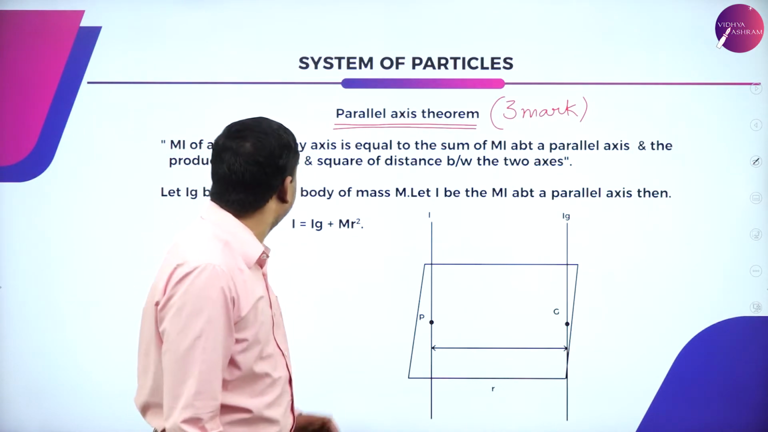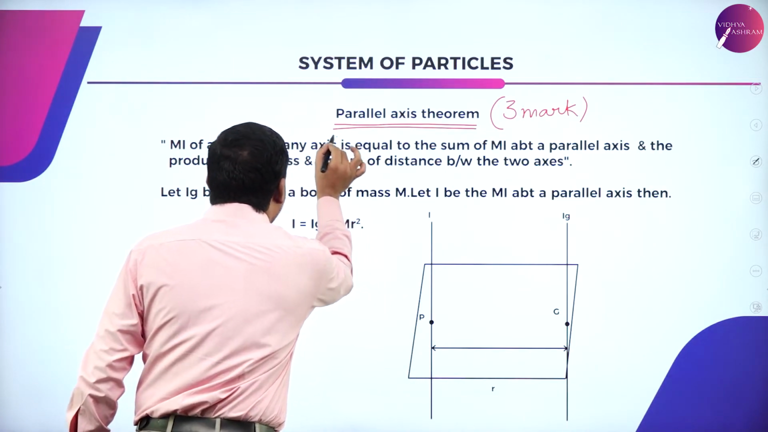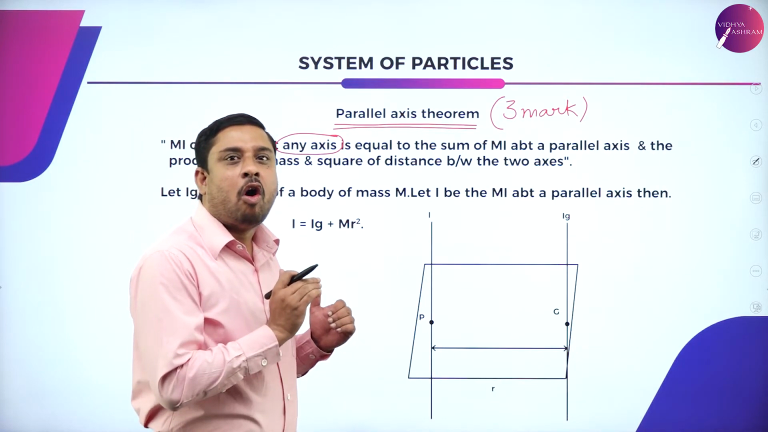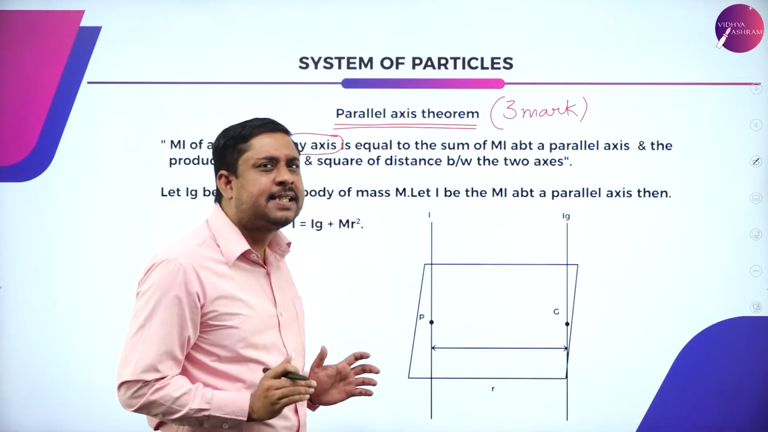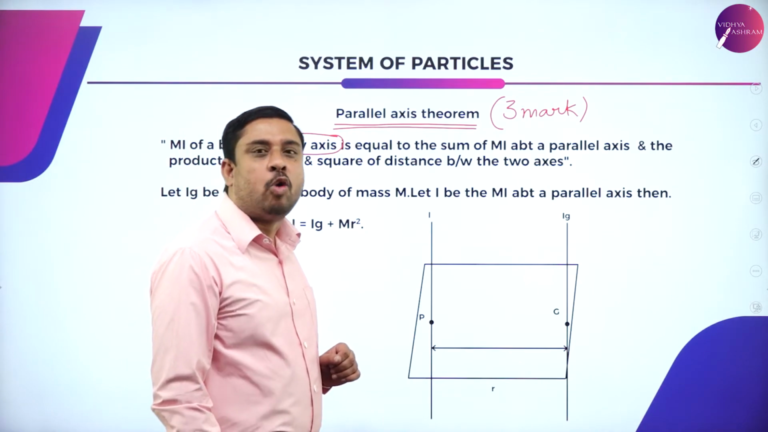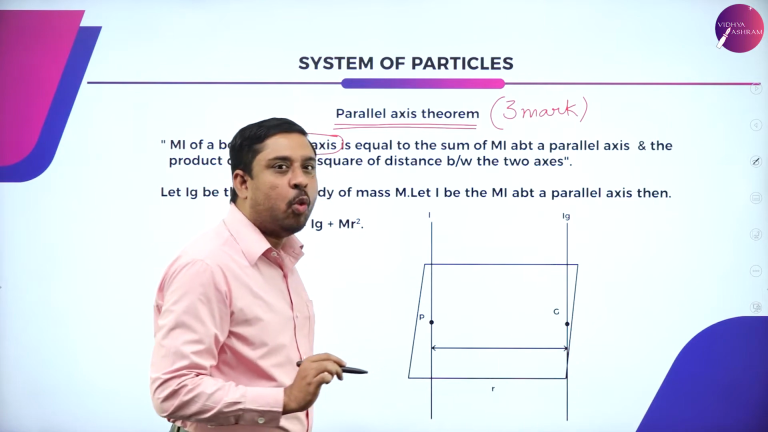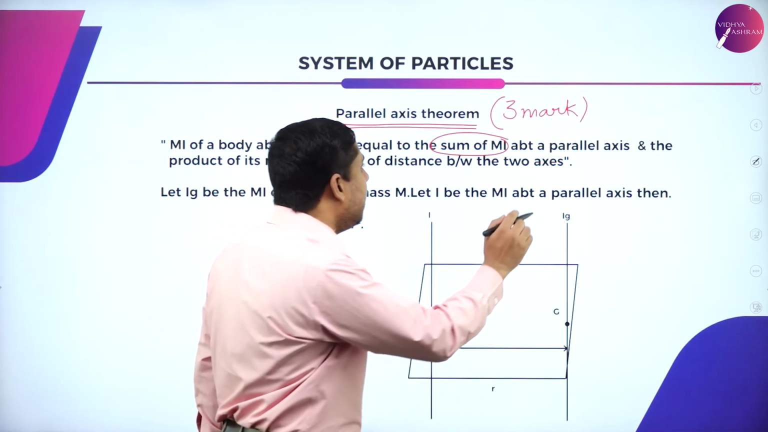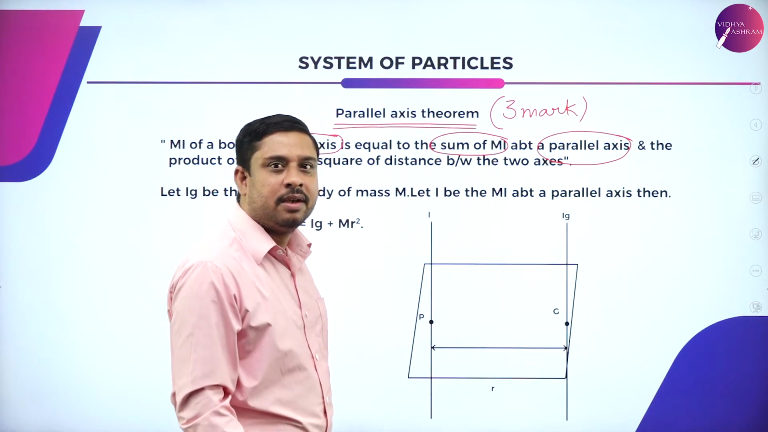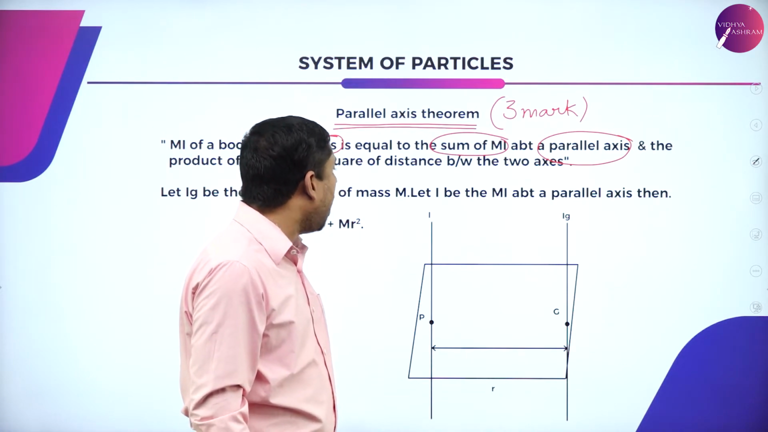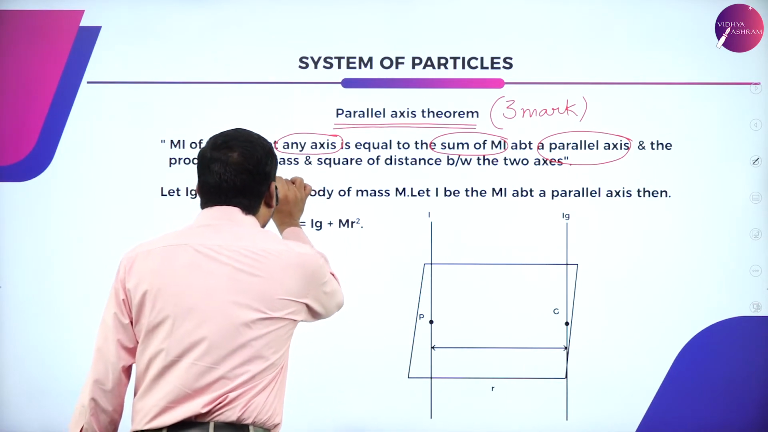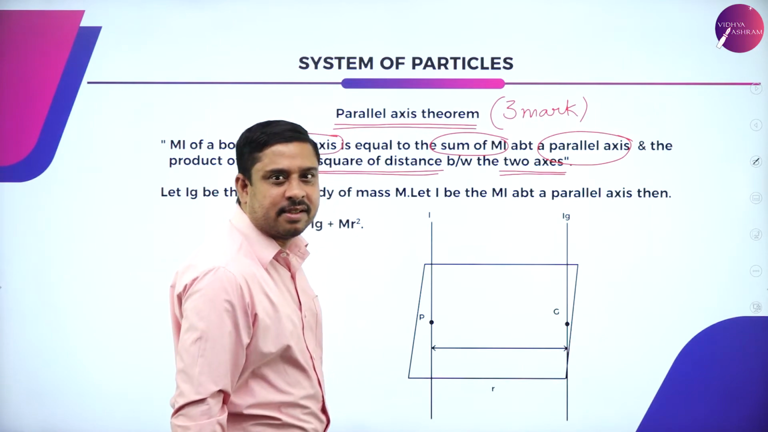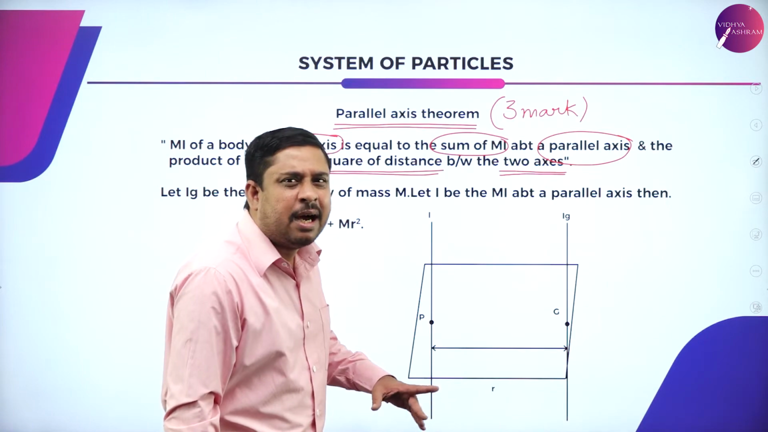Moment of inertia of a body about any axis. No specification here. About any axis is equal to the sum of moment of inertia about a parallel axis and the product of its mass and square of the distance between the two axes.